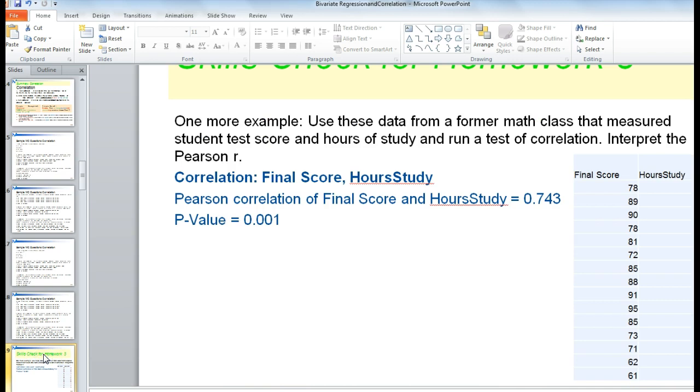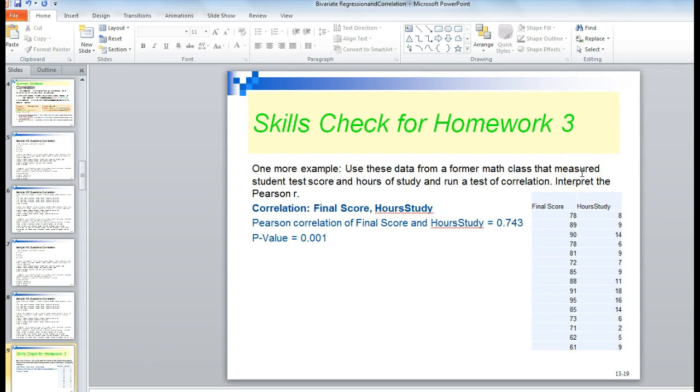Let's do a skills check. Skills check, skills check. This is what you're going to be doing kind of for the homework. So let's go through a problem that you'll be doing very similarly to what you can expect for your homework. We have these data on final score and hours of study. This is from a former math class, which measured student test scores and hours of study. They would like you to run a correlation and interpret the Pearson correlation coefficient.